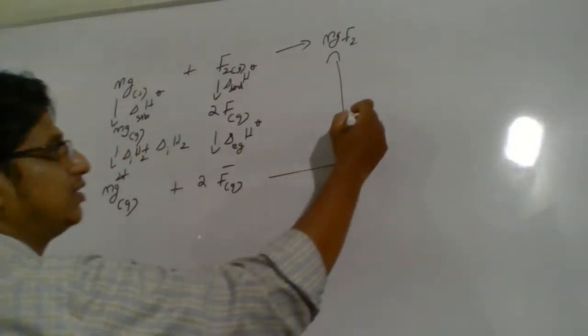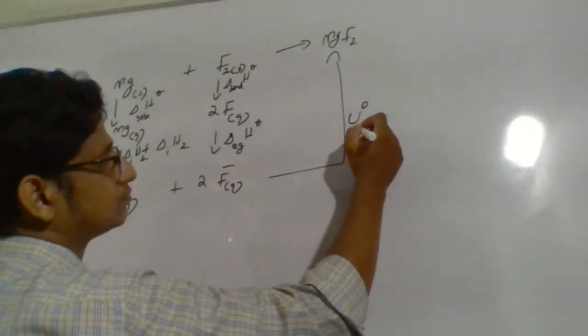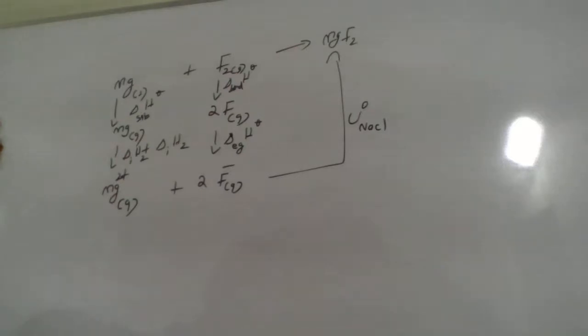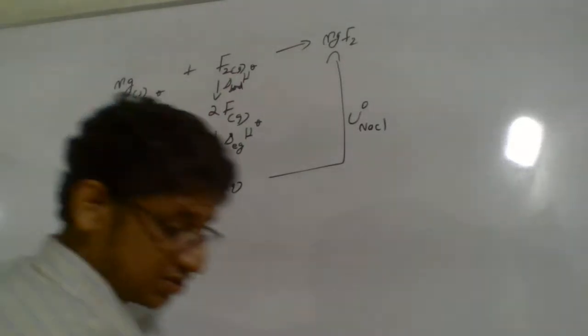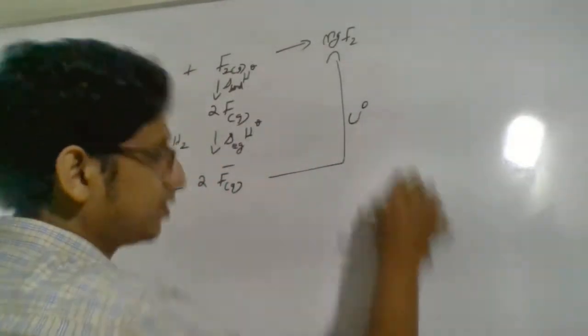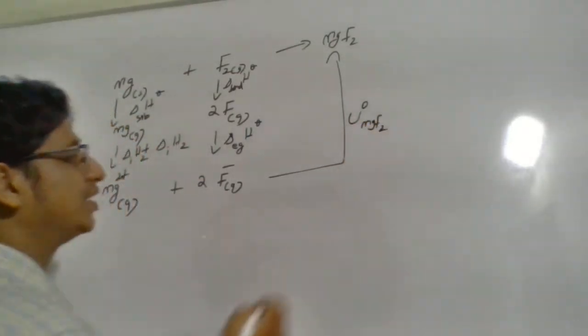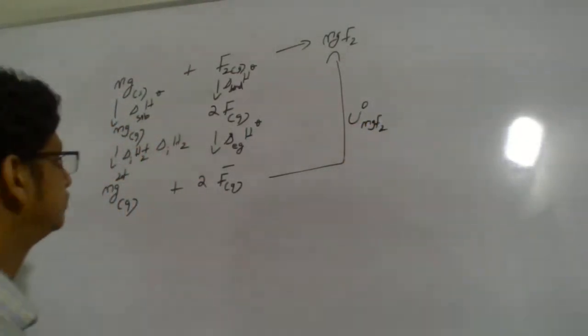So this will be equal to the lattice enthalpy. No, sorry, it's not sodium chloride, it's MgF2. We're talking about MgF2, right? So we constructed the Born-Haber cycle.